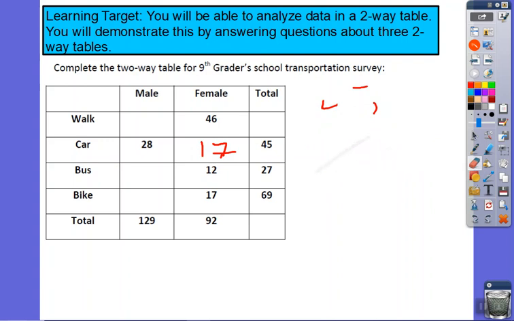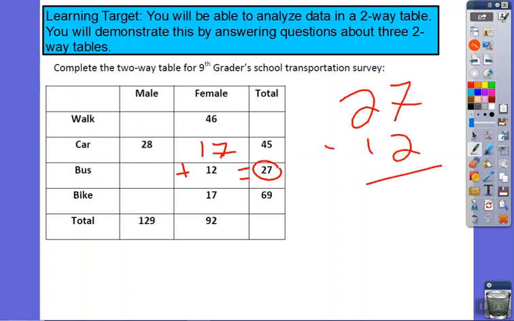Okay, next I'll go to buses. How many males are taking the bus? I have 27 total. I had 12 already, so something plus 12 gives me 27. To figure that out, I'm just going to subtract 27 minus 12, and that is giving me 15.